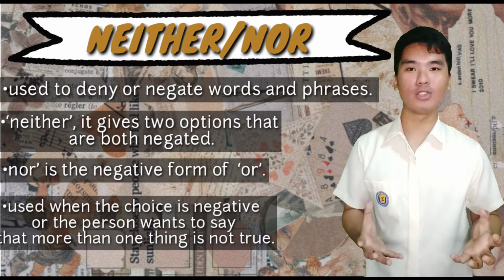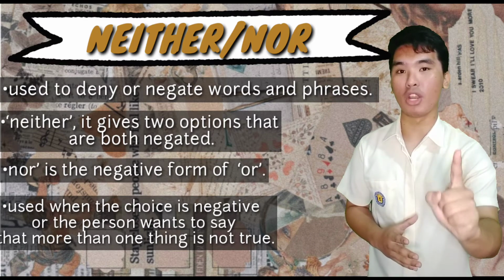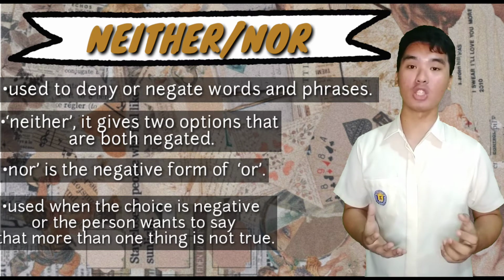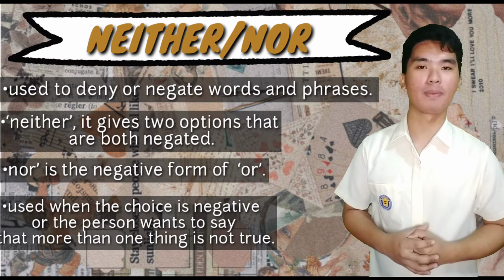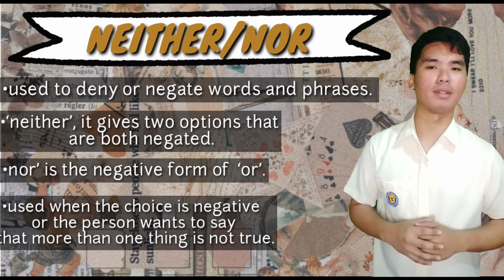Neither nor is used when the choice is negative or the person wants to say that more than one thing is not true. We can use neither as a conjunction with nor. It connects two or more negative alternatives. This can sound formal in speaking. Let's take a look at some examples.